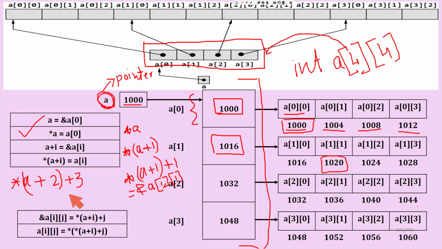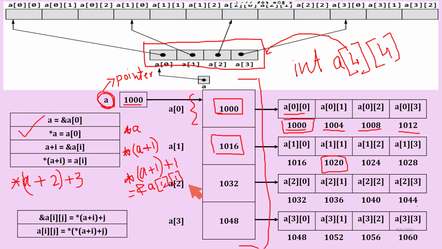So actually what he told is not clear for me. So I will tell you what A is. No, sir, A. It will be because A plus 2, then A of 2, then I think 1032. Okay.